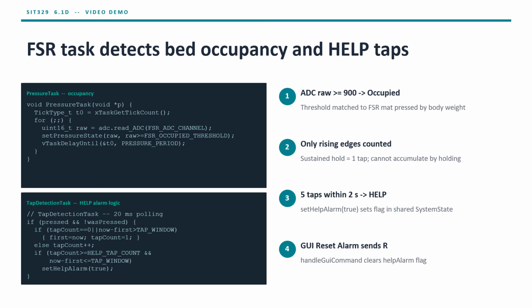If 5 distinct rising transitions occur within a 2 second window, set help alarm is called with true, which sets the help alarm flag in system state and causes LED alarm task to light the LED. When the nurse clicks reset alarm in the Python GUI, a single character is sent over serial. The MCU reads this in communication task and passes it to handle GUI command, which calls set help alarm with force to clear the flag.